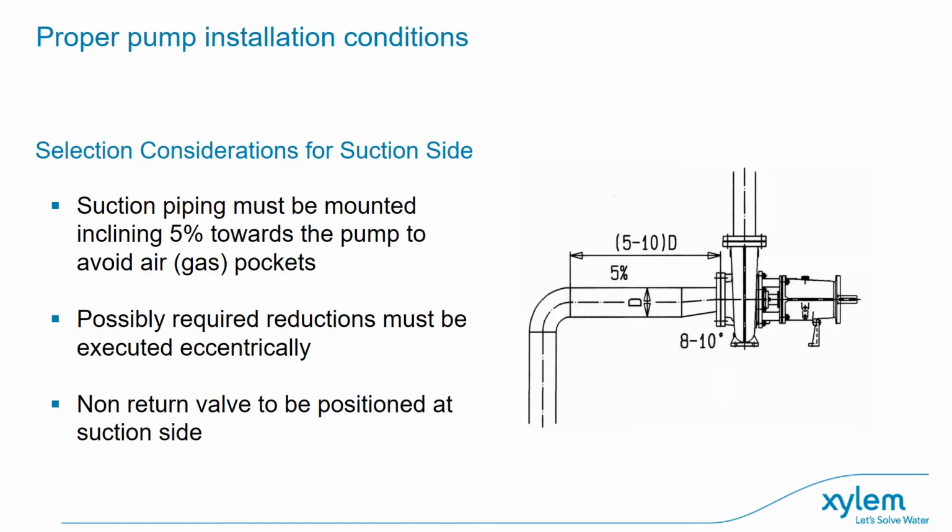Again, for the suction side, in case of negative suction piping should be mounted inclining 5% towards the pump, again, to avoid air, gas pockets. Possibly required reduction might be executed eccentrically, again, in order to avoid the bursting of air. Non-return valves to be positioned at the suction side in order to not to lose the priming. And at least the straight pipe from 5 up to 10 times the diameter of the pipe itself.